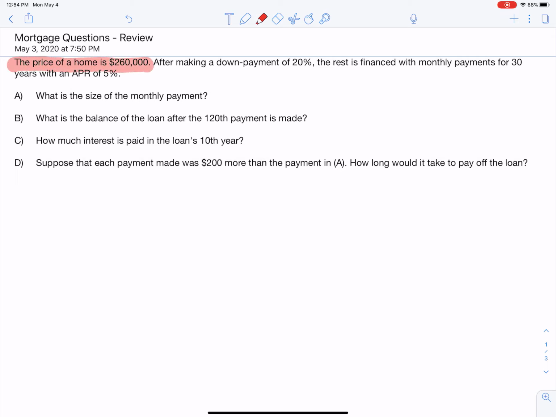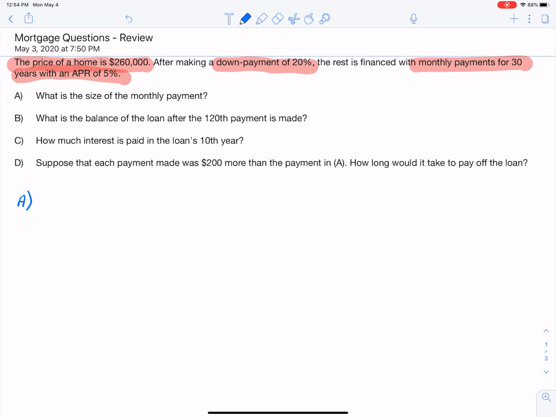$260,000 mortgage house. We're going to make a down payment of 20%, and the rest is going to be financed with monthly payments for 30 years, just like normal, with an APR of 5%. So, first thing we have to do, part A, we're going to try to find the size of the monthly payment. Fairly routine question for us.